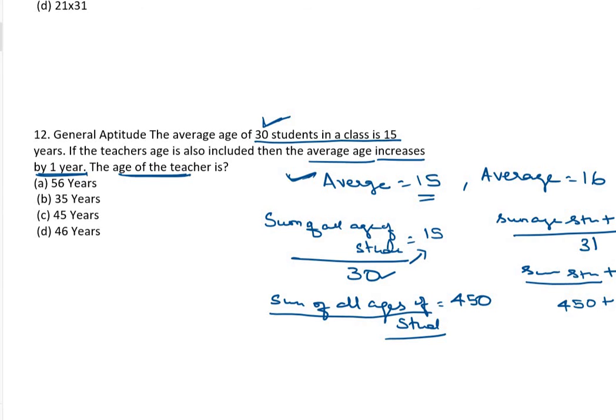First, what is the meaning of average? The average is the sum of all the ages divided by 30, where 30 is the number of students. If you add one more, it becomes 31, so the division changes and the answer also changes. According to the question, we change the condition. From the given condition, we get the sum of all students, and substituting here we get the teacher's age. I hope it's clear.